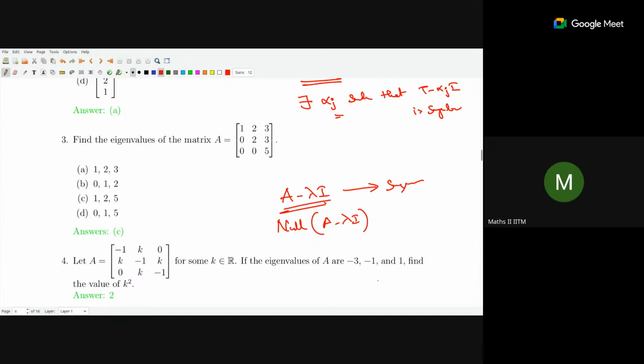Why should we do this? Only if we are guaranteed that A minus lambda I is singular can you do this, or else you cannot. So guaranteeing that there will always exist some lambda which makes A minus lambda I singular is what this proof is.